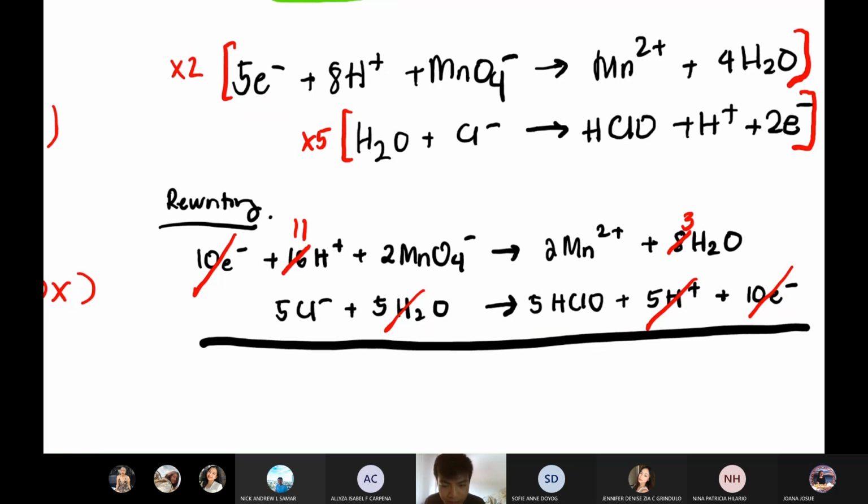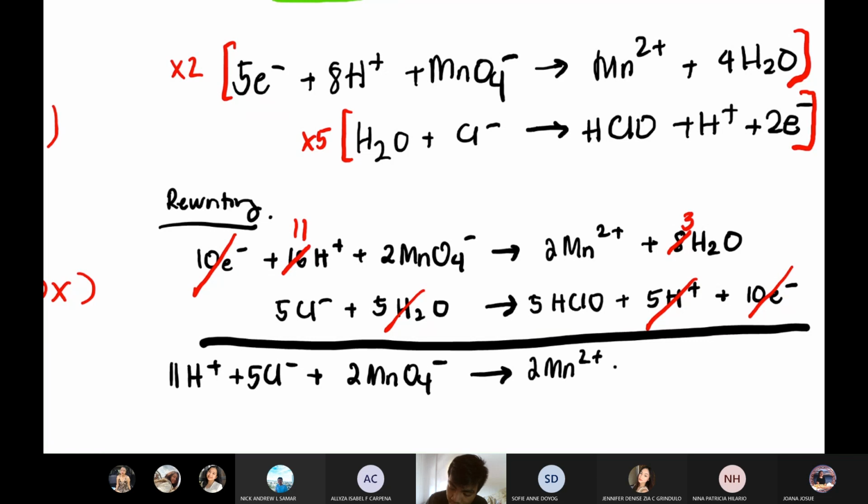Tama ba yun? 16 minus 5, 11. Okay. So, may matitirang 11 dito. Wala na. Wala na tayong pwede ma-cancel. So, the final equation can be written as 11H plus 5Cl, 2MnO4, 2Mn2 plus, 5HClO and 3 water. Okay, so that is now the final equation.